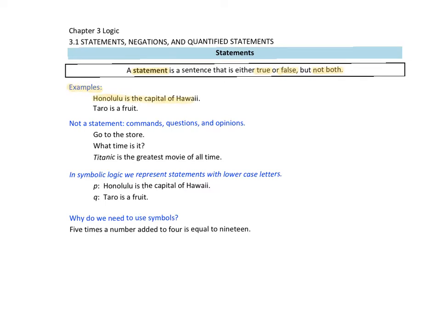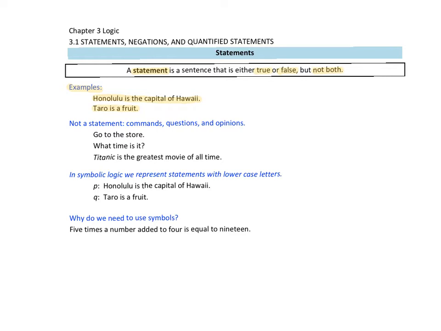Honolulu is the capital of Hawaii. That's a statement. It happens to be true, but whether a statement is true or false, at this time, it kind of doesn't matter. We're just trying to determine if a sentence is a statement. This other example, taro is a fruit. Notice that that is a statement. It happens to be false, but it's still a statement.